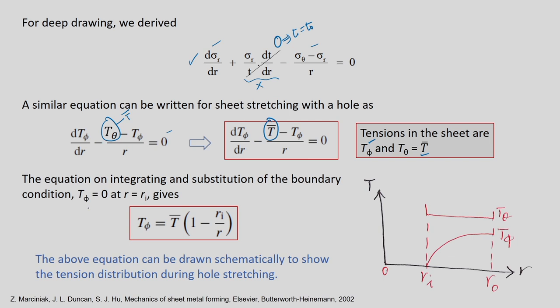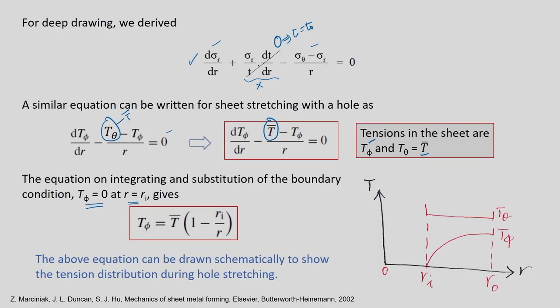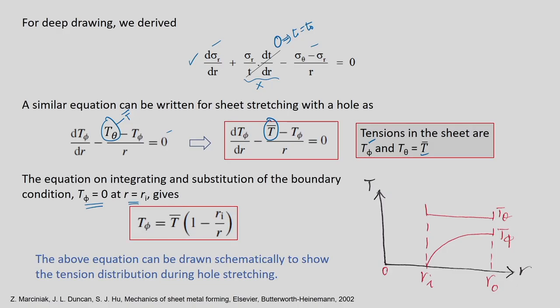So, what is the boundary condition? At r is equal to r_i, T_r is equal to 0, right? If I integrate it, I will get a simple equation, T_r is equal to T bar into 1 minus r_i by r. What is r? r is any radius away from the axis, okay?